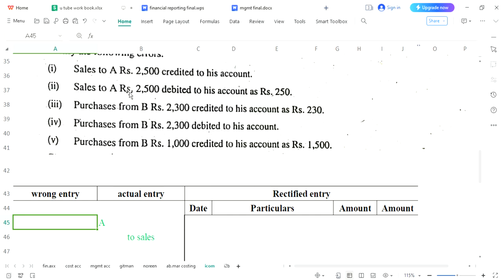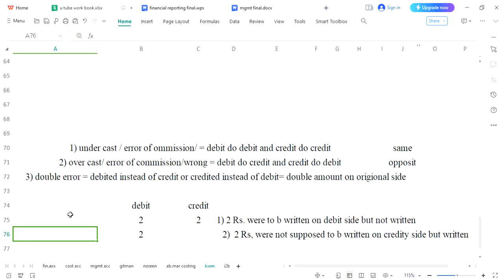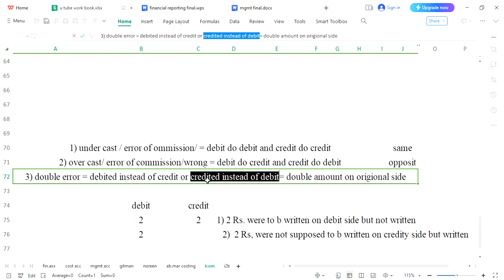But what we have done? Credited to his. His is used for human being and human over here is A. Instead of doing debit, we have credited his account. So this is the mistake we have made. A was required to be written on debit side, but we have written it on credit side. And this we have understood over here, debited instead of credited or credited instead of debit. We have credited instead of debit.